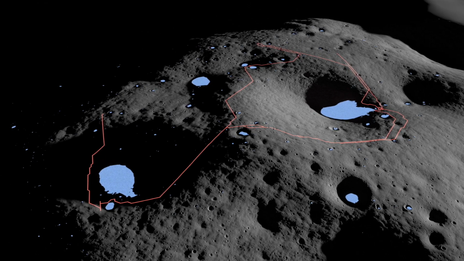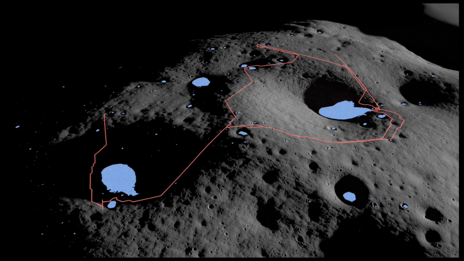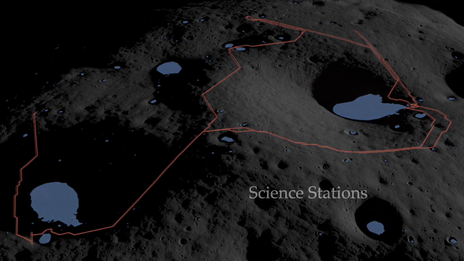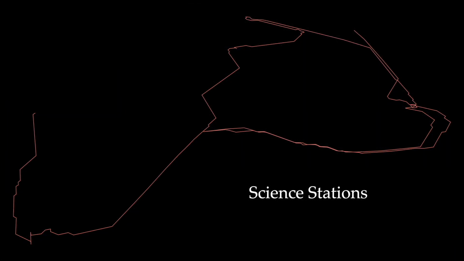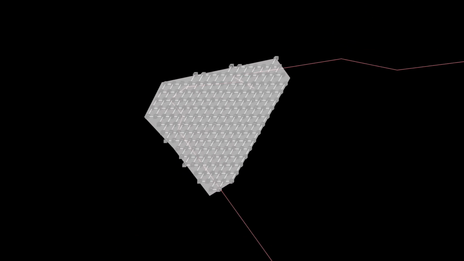So this is an example of one of the high-level traverses that might be produced from the Sherpa planning tool. The key thing to keep in mind here is that the drill and spectrometer are not being activated the entire time across this kilometer-level traverse. They're only active in specific regions along this traverse, and those specific regions are what we call science stations. Inside one of these science stations is where we're actually activating the drill and spectrometer.